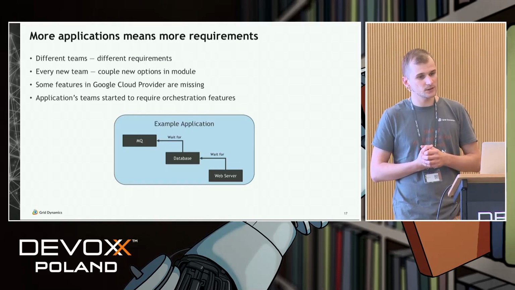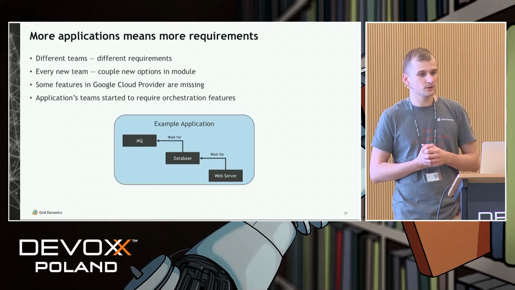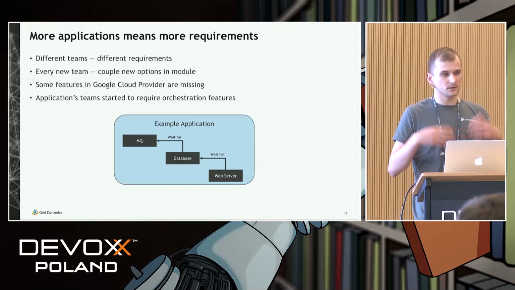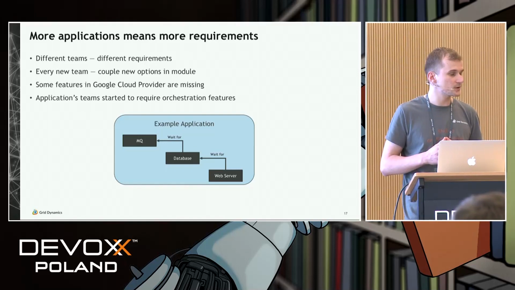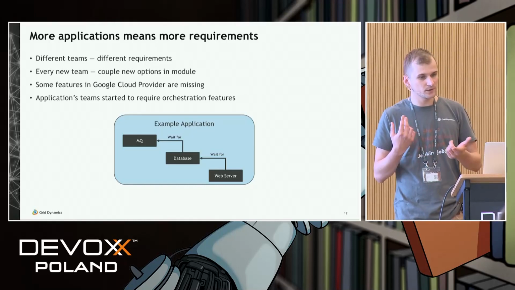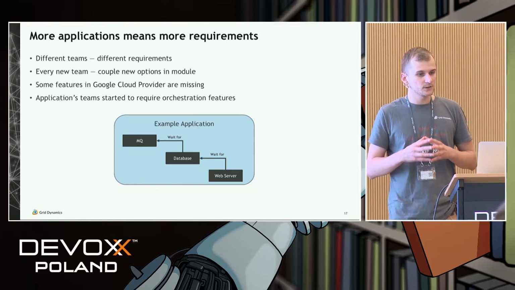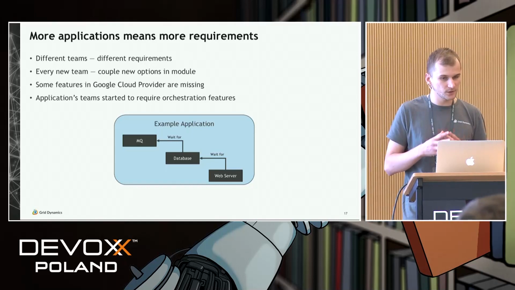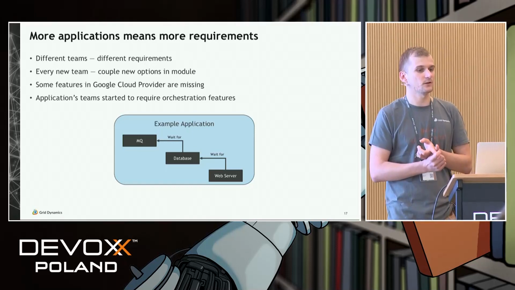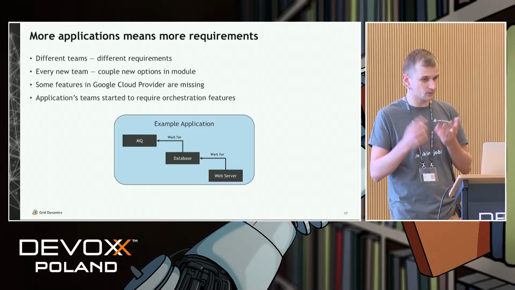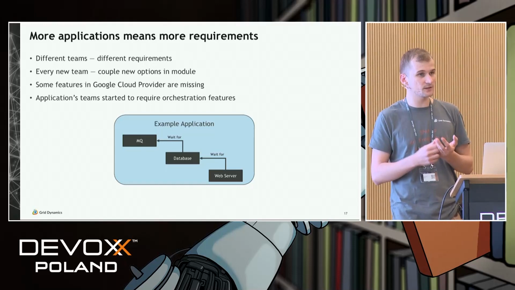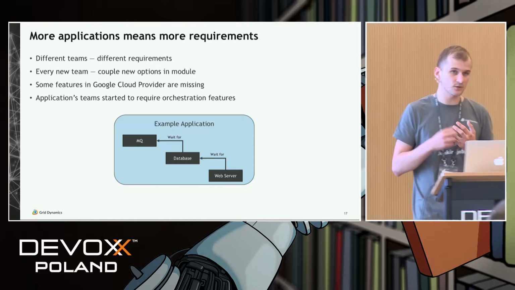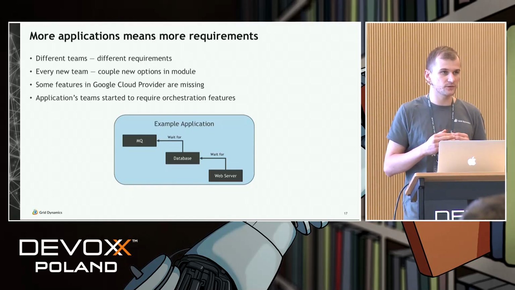And the very important thing, application teams started to require orchestration features. What does it mean? It means that in our example, we have the example application, which consists of MQ, database, and web server, just a reminder. And this web server required the database, and the database required MQ because of some reasons, but not the instance of it. I mean, not the VM or container, whatever, but the application itself being ready to serve traffic. So this is the orchestration feature on a higher level, not only on the infrastructure level.